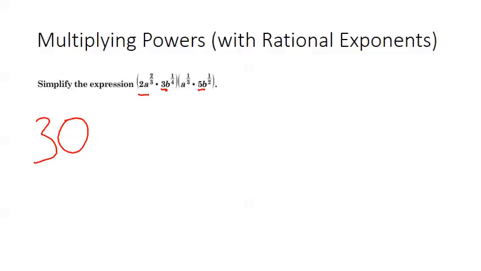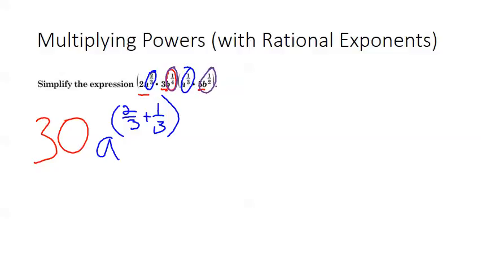Now, let's deal with just the a's, okay? So a to the power of 2/3 times a to the power of 1/3. So what do we talk about? Okay, we add them together, right? So a to the power of 2/3 plus 1/3, which should be pretty obvious to you, but let's keep going. Now we've got b to the power of 1/4. B to the power of 1/4. B to the power of 1/2. So we go b, 1/4 plus 1/2.